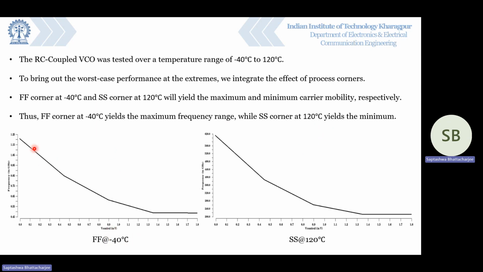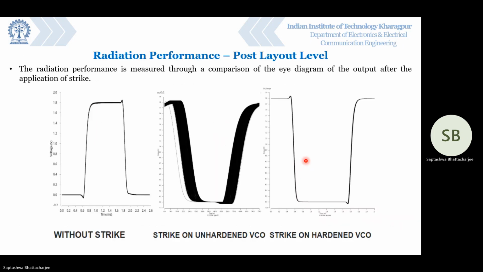In FF at minus 40 degrees Celsius, the maximum attainable frequency is higher than the nominal value. It's 1.2 gigahertz. While in case of SS at 120 degrees Celsius, the maximum attainable frequency is around 620 gigahertz, which is lower than the nominal value. This is the comparison of the radiation performance at the post layout level. So as we can see that there is negligible impact of strike on the hardened VCO, that is the RC coupled quadrature VCO at the post layout level. So there is around 75 to 80% improvement in radiation tolerance as when jitter is compared. So our proposed design works fairly well.